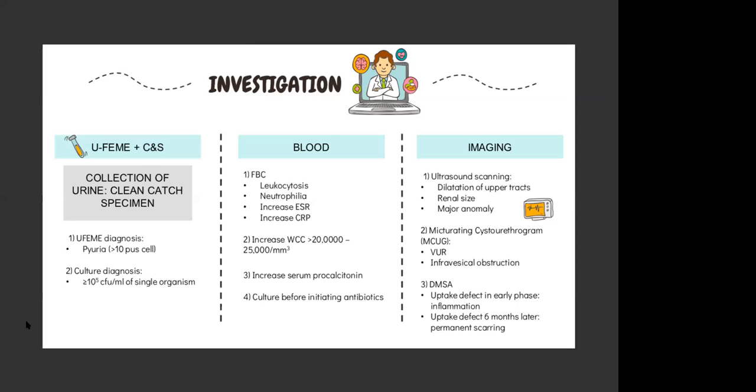Next is imaging. So the first one is ultrasound scanning. It can show any dilatation of the upper tract, the renal size, and whether there is any major anomaly. The second one is micturating cystourethrogram, which is MCUG. So we can find whether there is any vesicoureteral reflux or intravesical obstruction. So next is DMSA. DMSA is dimercaptosuccinic acid. It is a radioactive compound. DMSA will enter the kidneys, and it is concentrated in functioning kidney tissues, giving an indication of how the kidneys are working. So if there is an uptake defect in the early phase, it indicates inflammation, while if there is an uptake defect 6 months later, it indicates permanent scarring. So next.